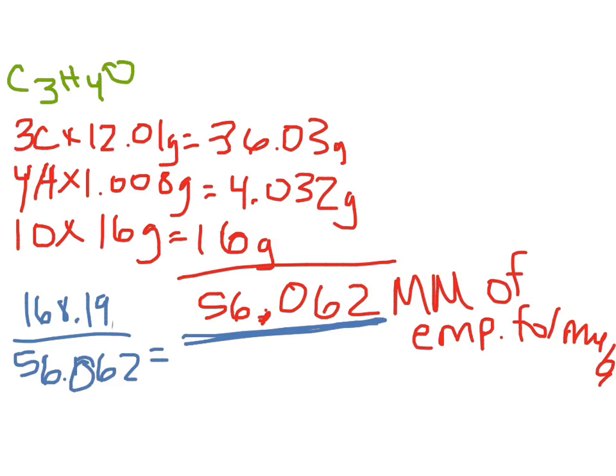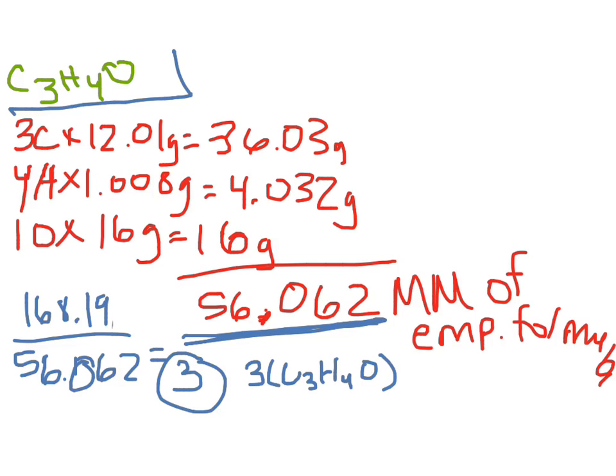It's not going to be that big of a number, by the way. It's going to be a small one. Usually you get it around 3. It's going to be like 3.0001. It's 3. Okay. So now you're going to take that 3 and multiply it by the empirical formula.